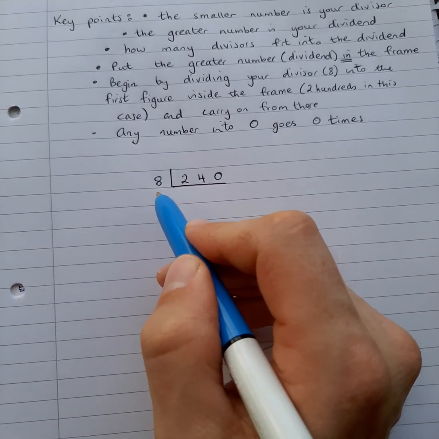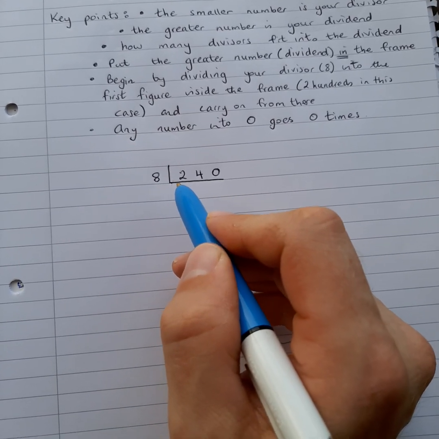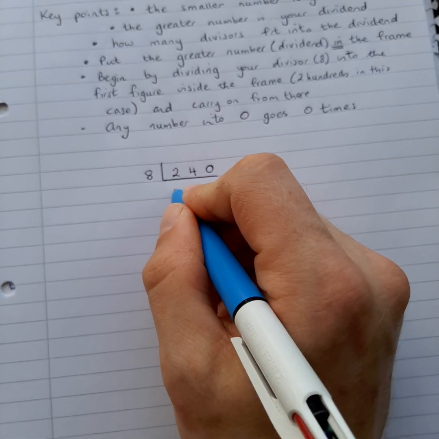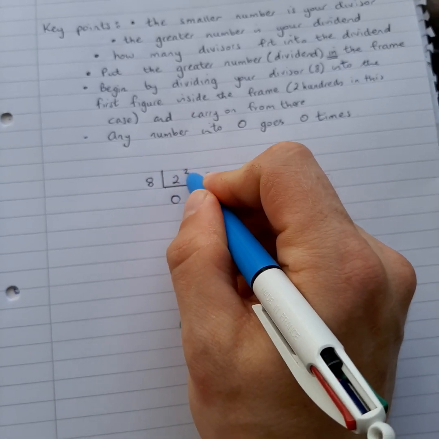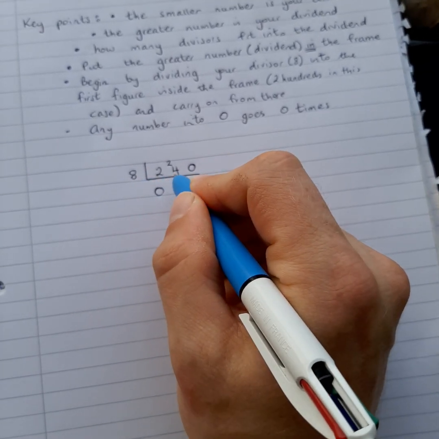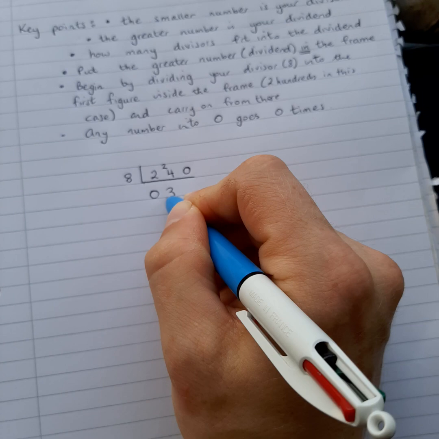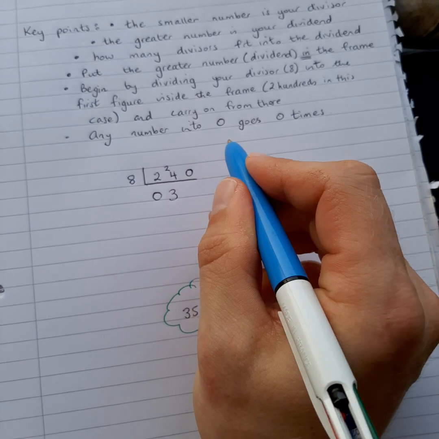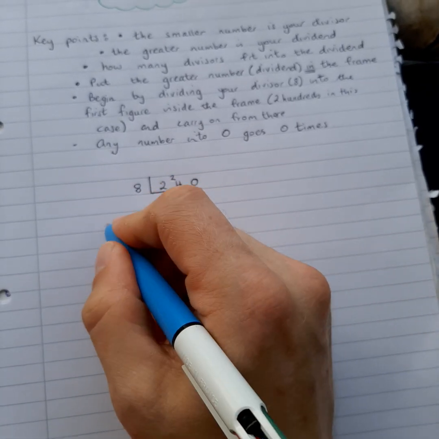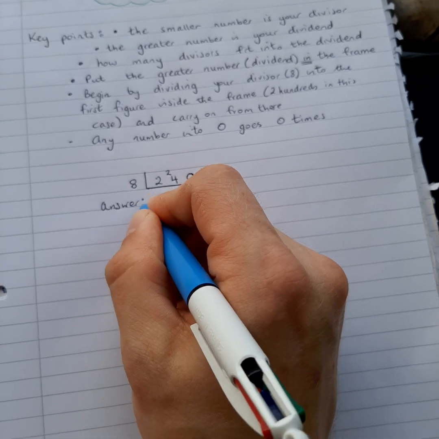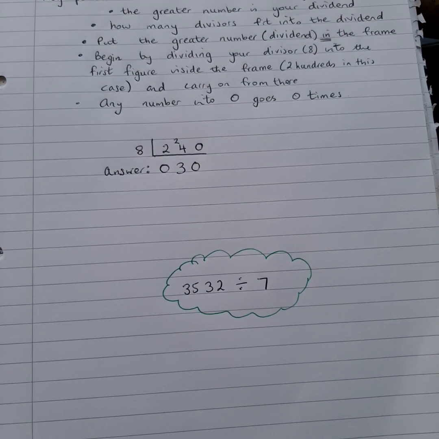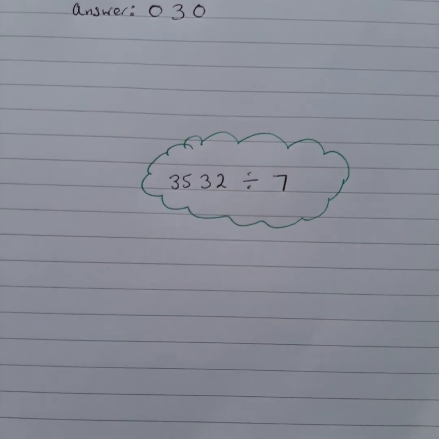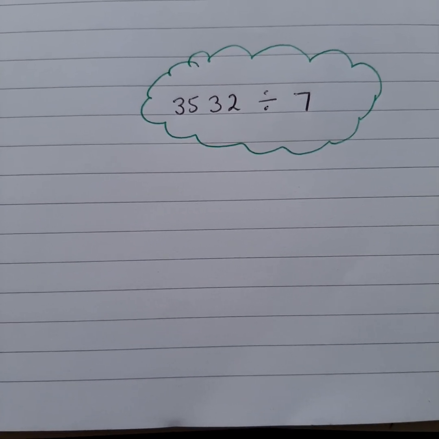So let's start by dividing our divisor 8 into the first figure here. 8 into 2 cannot go because 8 is bigger than 2. A bigger number can't fit into a smaller number. So it goes 0 times remainder 2. There was 2 left over. 8 into 24 goes 3 times evenly. 8, 16, 24. Remainder 0. 8 into 0, we know from our final rule, any number into 0 goes 0 times, goes 0. So my answer is 30. Now in third and fourth class, you don't use decimals, you just use remainders if it doesn't go in evenly. So I have one down here that has remainders in it.